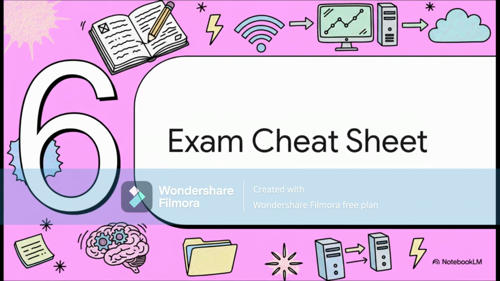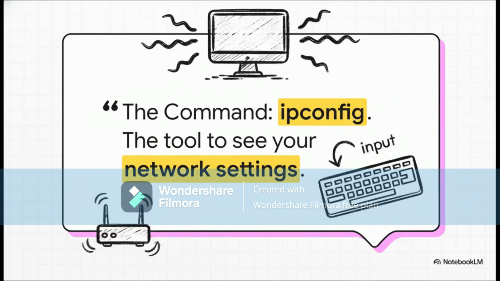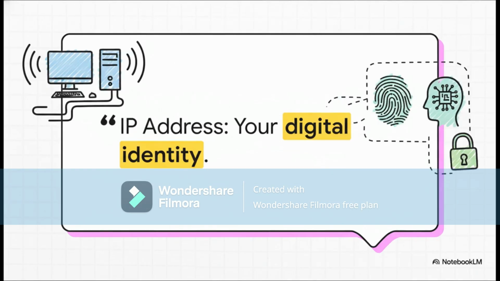All right, I know that was a lot of information to take in, so let's boil it all down into a super fast cheat sheet, perfect for that last-minute exam revision. First up, the tool. What's the command to see all your network settings? It's ipconfig. Simple. Next, the most important term of all, the IP address. What is it? It's your computer's unique digital identity.